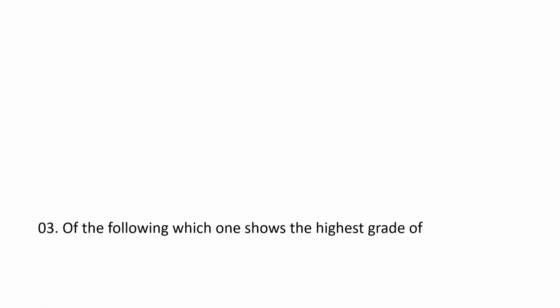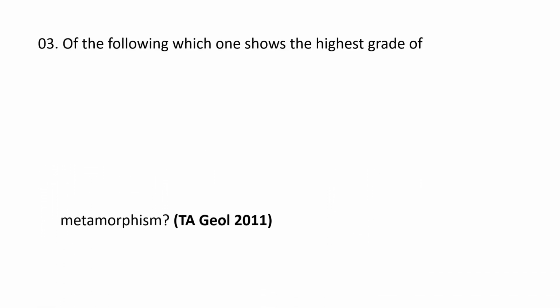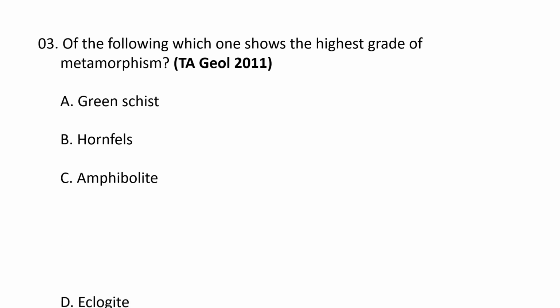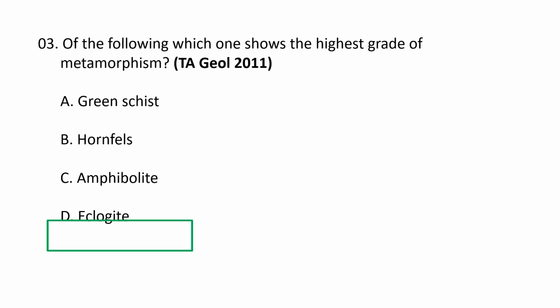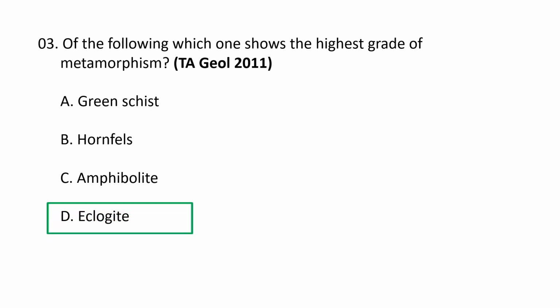Next question. Of the following, which one shows the highest grade of metamorphism? A. Green schist, B. Hornfels, C. Amphibolite, and D. Eclogite. So the correct option goes as eclogite, D. Eclogite is a metamorphic rock that forms under the highest pressure and temperature conditions, making it the highest grade of metamorphism. So D is the correct option.